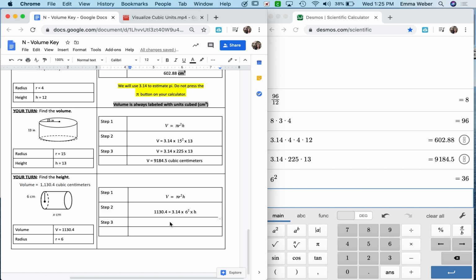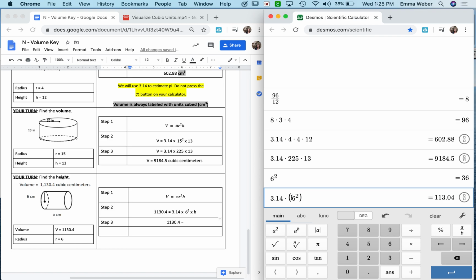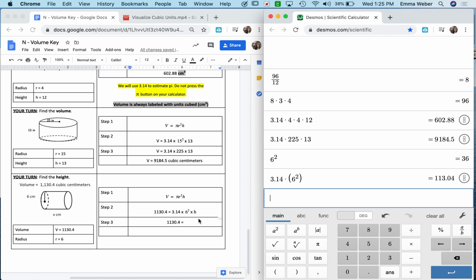Or if you want to just do it all in one step, we can say 1,130.4 equals, and then I'm going to type in 3.14 times 6 squared. And I'm going to make sure that I put parentheses around the 6 squared to make sure that that is just on its own there. Desmos should know to follow GEMDAS, but you want to verify that it does by putting parentheses around that. So that part gets us 113.04 times our height. Now again, we are looking to figure out what h is.